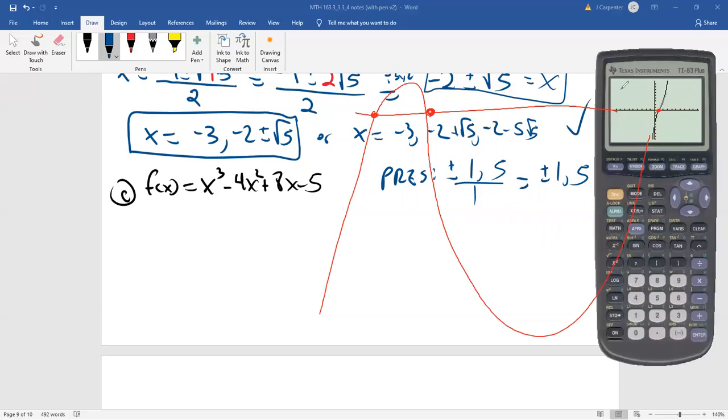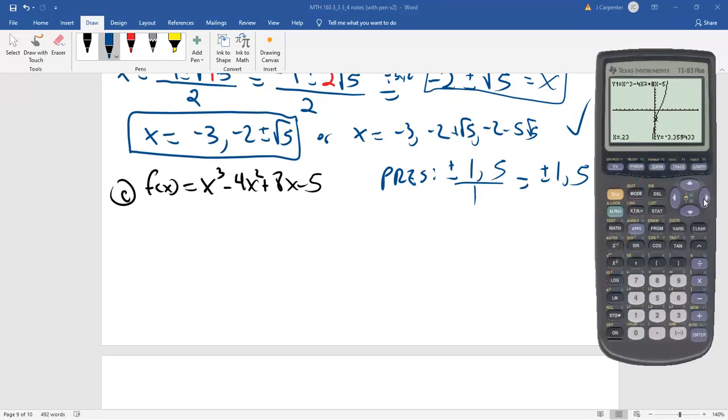So that's clearly a zero. Let's hope it's a nice whole number. Otherwise, we're going to have to play with the window. It looks like it's in the ballpark of 1, which 1 is a possible rational zero. So that's hopeful. Boom. It works. So positive 1 should work. It is very obvious that negative 1 does not work. It is very obvious that 5 doesn't work. And it's very obvious that negative 5 doesn't work.